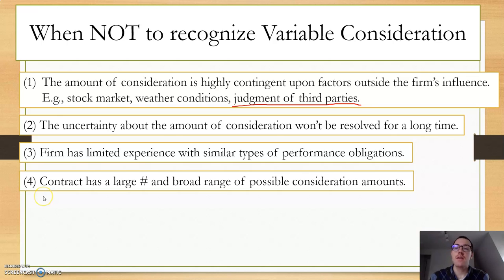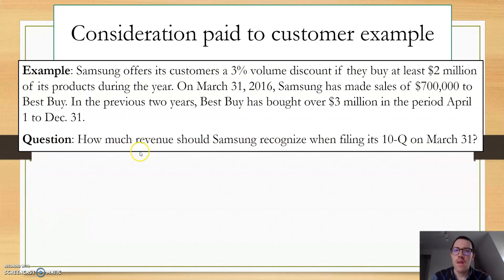Or if the contract has too large a number or too broad a range of possible consideration amounts, especially if the amount of consideration starts to get extremely variable. You're going to be paid $1 million if it's done on this day, or only $100,000 if it's done a week later. It starts to get highly variable. The FASB says no, you can't recognize it.